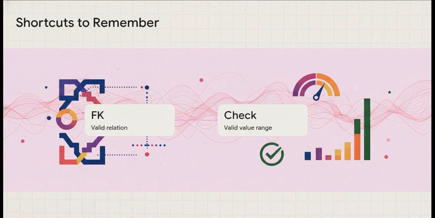So, to boil it down again, a foreign key, or FK, ensures you have a valid relationship. And a check constraint ensures you have a valid value, or a valid range of values.